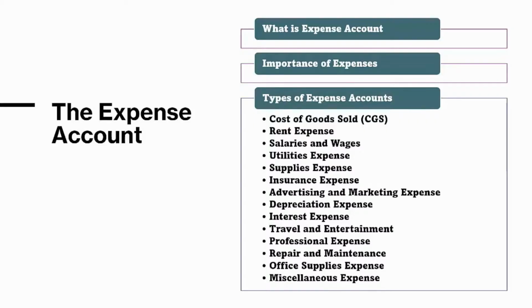Summary of expense accounts. To summarize, here is a list of expense accounts typically used by businesses. Cost of goods sold, COGS. Rent expense. Salaries and wages. Utilities expense. Supplies expense. Insurance expense. Advertising and marketing expense. Depreciation expense. Travel and entertainment expense. Professional fees. Repairs and maintenance. Office supplies.